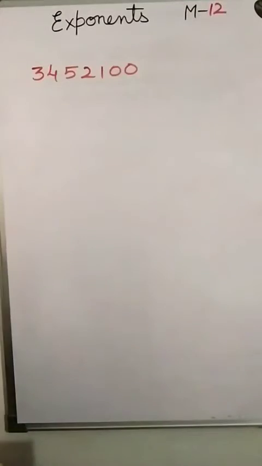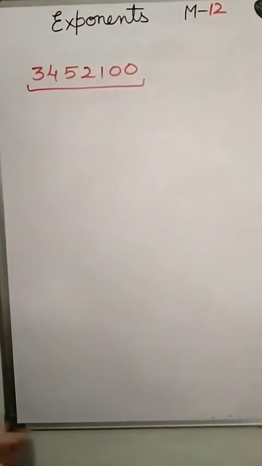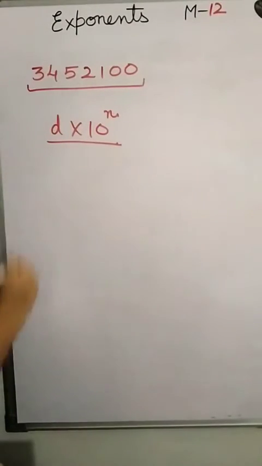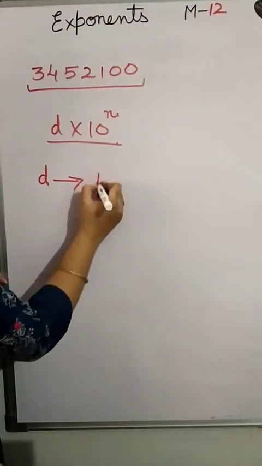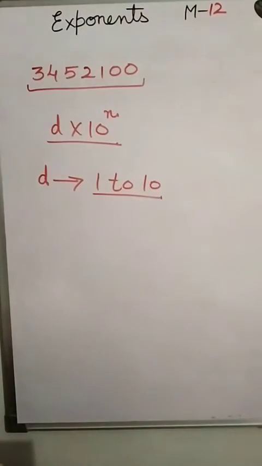Okay everyone? Now come to the module number 12. In this module we have to express the number into a scientific notation. So before solving this one, first we have to know what is the meaning of scientific notation. Whenever we have a very big number, then we convert it into a form of d into 10 to the power n. In which form? D into 10 to the power n. And the meaning of d is a number which is in between 1 to 10. It is a number between 1 to 10.